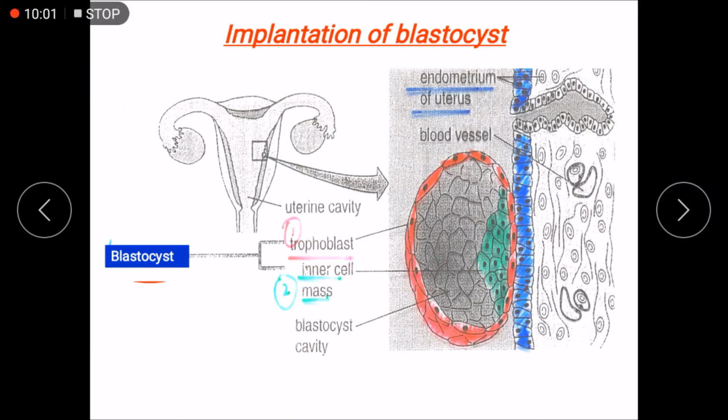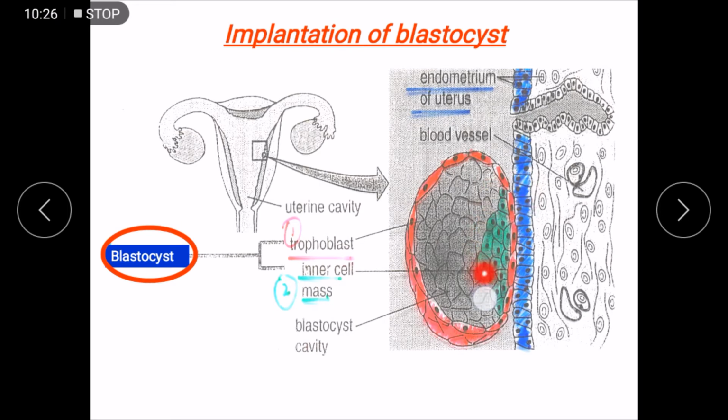Okay, now continue with implantation. After implantation, you see, we zoom here. The red is still trophoblast. So now, what happened to the inner cell mass? You see, this is the endometrium of the uterus, the blue one. This part is the mother, and this is the baby.